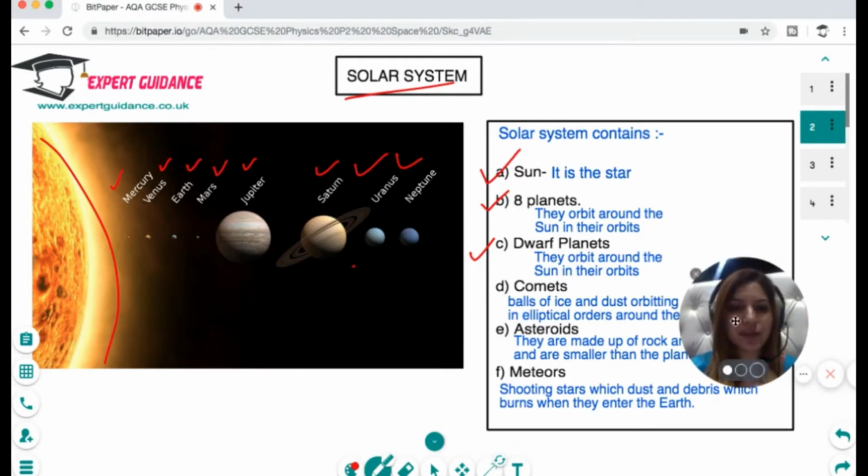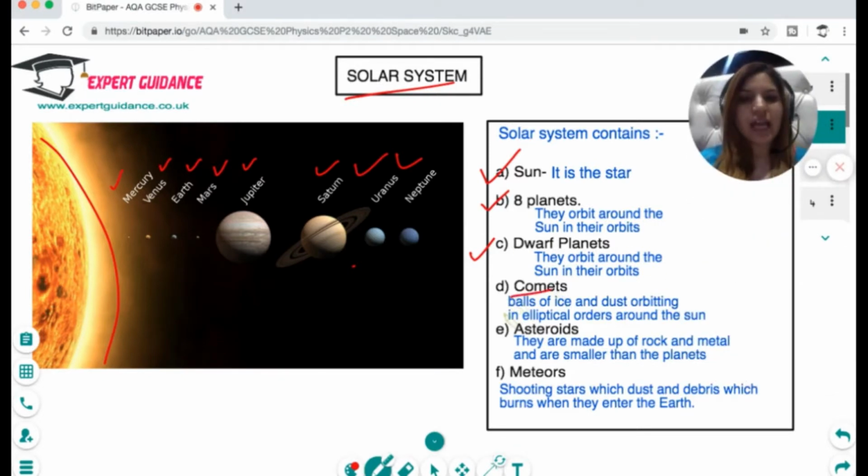Example, Pluto. Then comets. Comets are balls of ice and dust orbiting in elliptical orbits around the sun. Then there are asteroids. Asteroids are made up of rocks and metals and are smaller than the planets. And there are meteors, which are the shooting stars, which are dust and debris that burn when they enter the Earth. So you should know what the different components of the solar system are and what they are exactly.